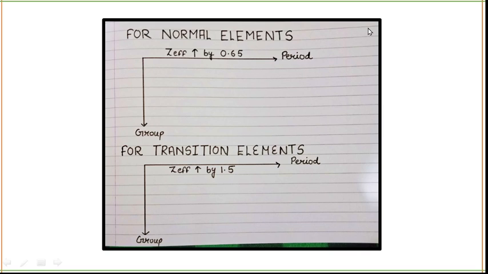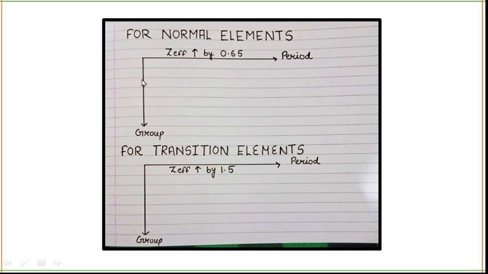Now this slide is also very important. You have to remember this for normal representative elements, and you know it very well. Normal elements are your first A group, second A group and P block elements. First A group and second A group are also known as S block elements, and P block elements are group number 13 to group number 18.